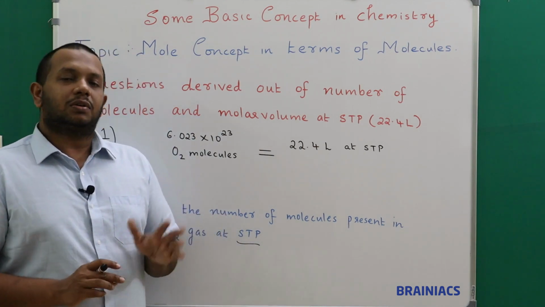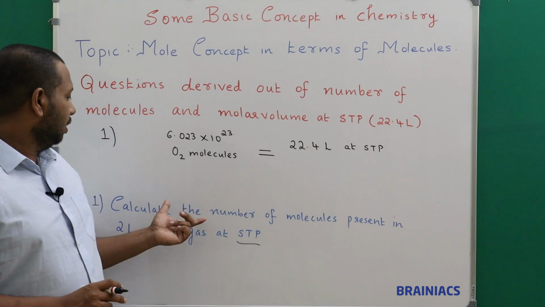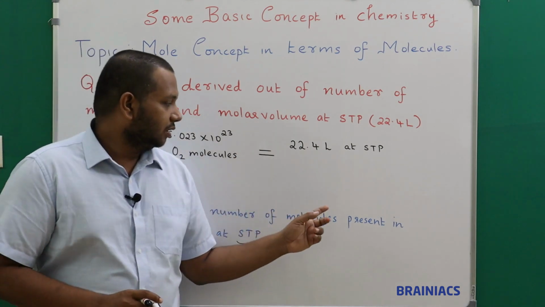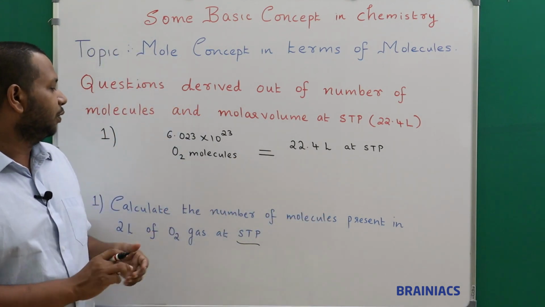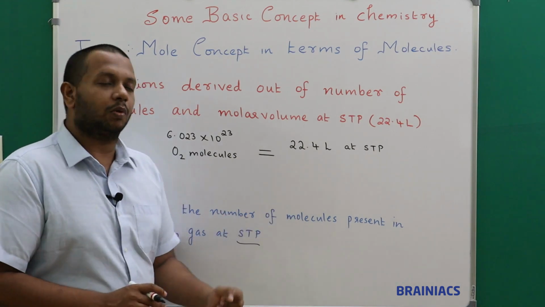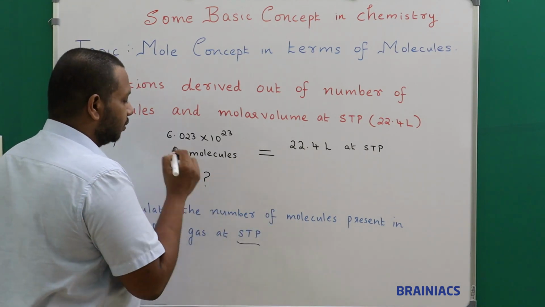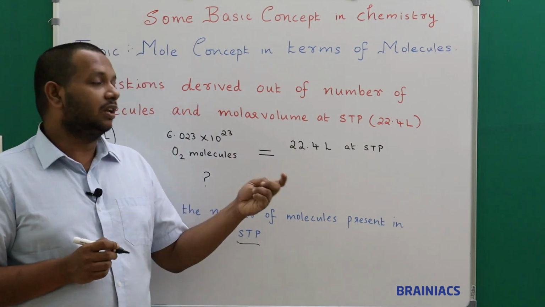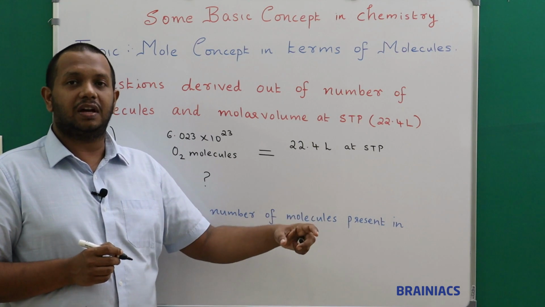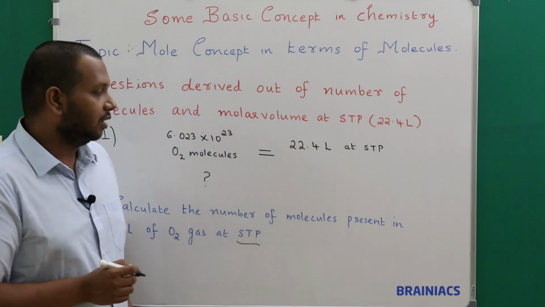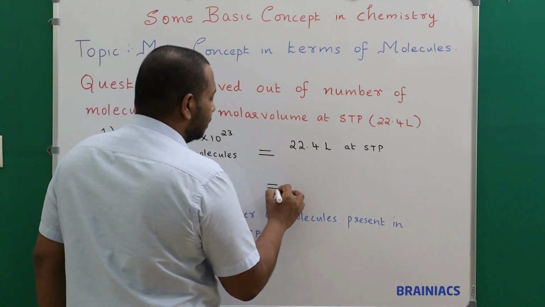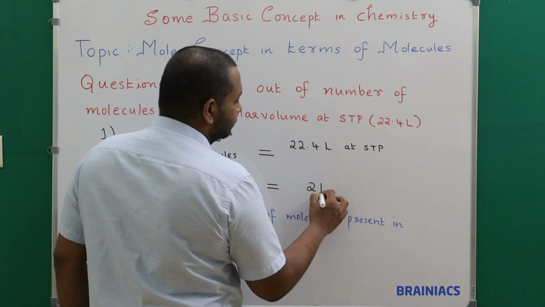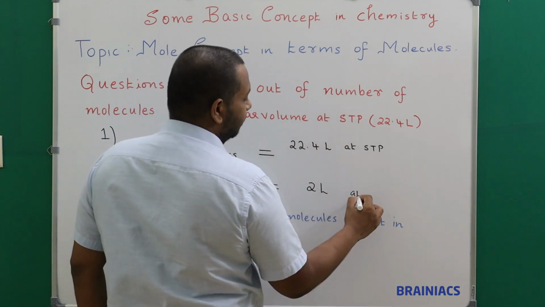Clear? Now, what is given here, and which one do you need to find out? Calculate the number of molecules. So this is what you need to find out. And what they have given here, they are asking you to find out in 2 liter of oxygen gas at STP how many molecules are there. So this is 2 liter at STP.